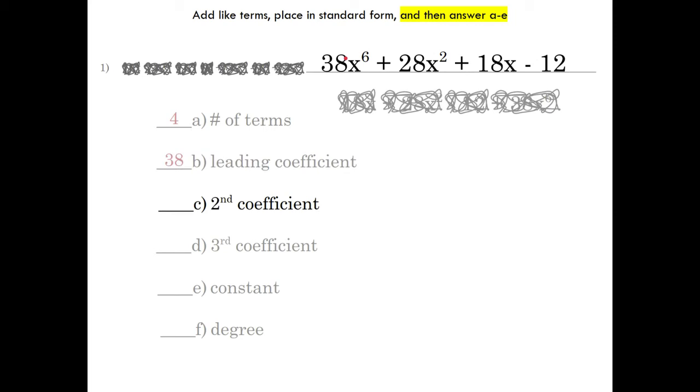The second coefficient is the coefficient of the second term. Again, the coefficient is the number in front of the term. The second term is 28x squared. Therefore, the second coefficient is 28.